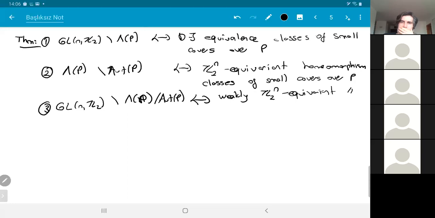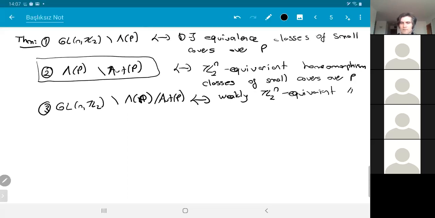Today I'll talk about how I try to find formulas for the Davis-Januszkiewicz equivalence classes and weakly Z2-equivariant classes by understanding the coset of GL(n, Z2) action and the double coset.